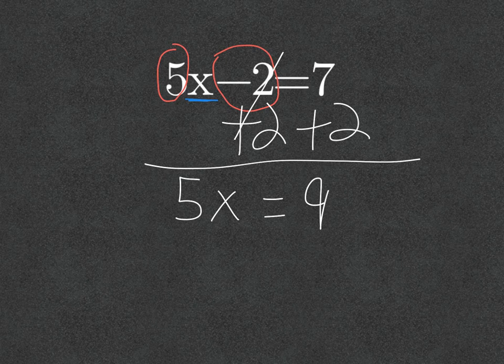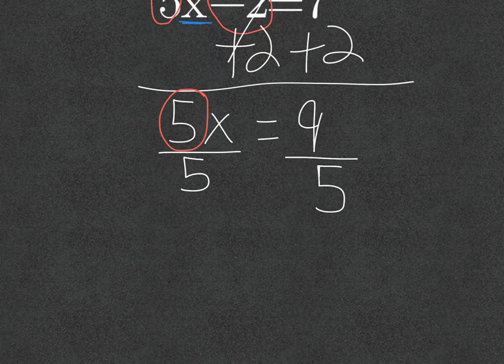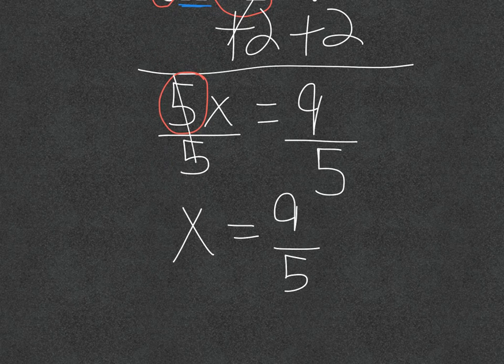Okay, now we're still trying to get x by itself, right? 5 is still keeping x from being by itself. So 5 times x, how do we undo multiplication? Division. So let's do 5x divided by 5. And then do it to one side, gotta do it to the other, right? So then, now our final step, these cancel, and we're left with x equals 9 divided by 5. And this is our final answer.